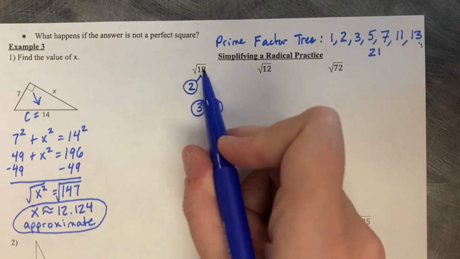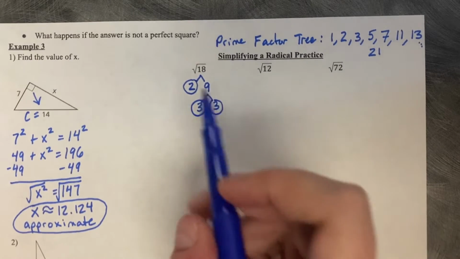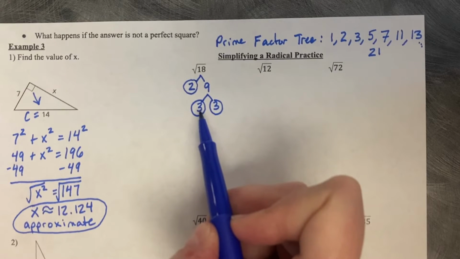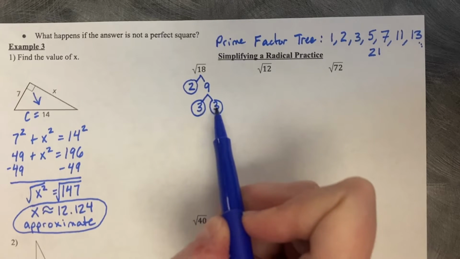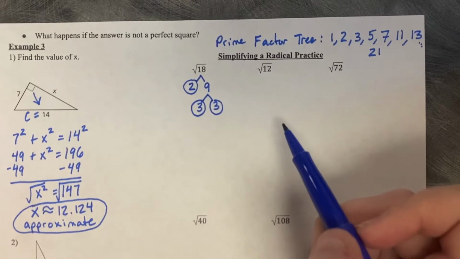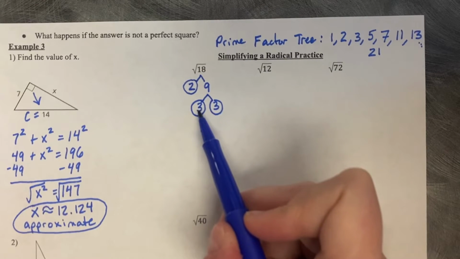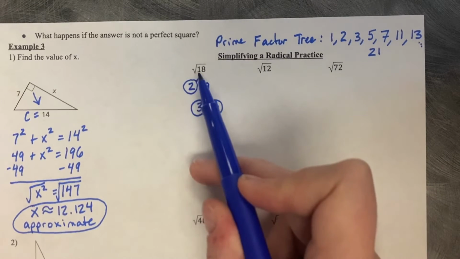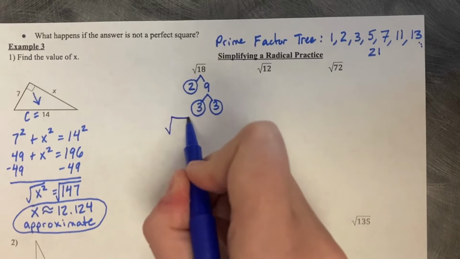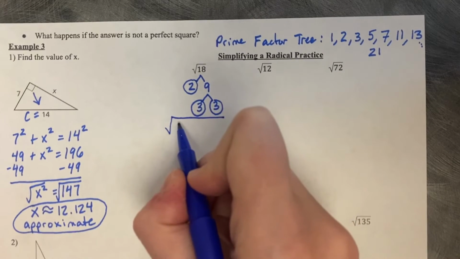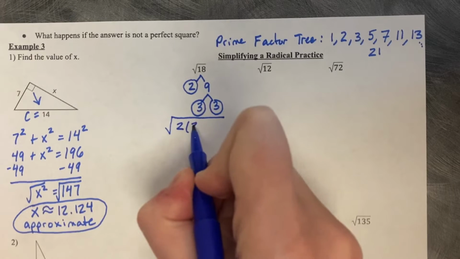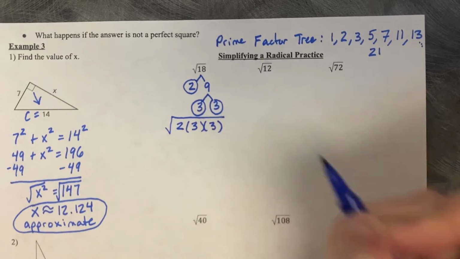So what we've done is we've broken 18 into its prime factors. 2 times 3 is 6. 6 times 3 is 18. Or I could go the other way. 3 times 3 is 9. 9 times 2 is 18. So I can rewrite 18 as 2 times 3 times 3.